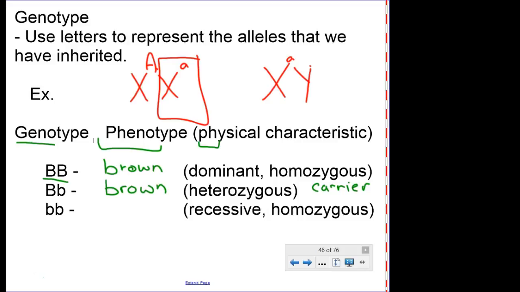Friday, we talked about genotype and phenotype. So genotype are letters that we use to represent the alleles that you inherit from mom and dad. There will always be two because you have two genetic contributions. Phenotype is what the person looks like because they get these traits.